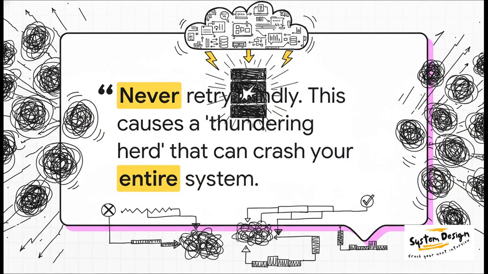I really want to pause on this point because it is so, so important. Just retrying a failed request sounds like common sense, right? But imagine thousands of users all retrying at the exact same time. You've just created what's called a thundering herd, and you can literally knock your own system offline. You can turn a tiny glitch into a catastrophic outage. This is why smart, controlled retries are absolutely essential.